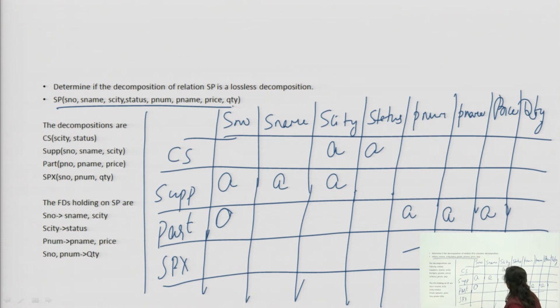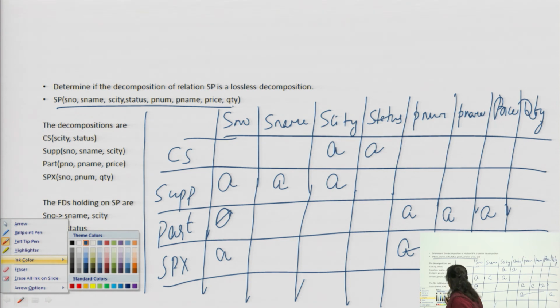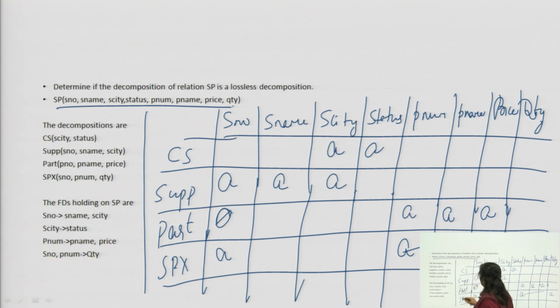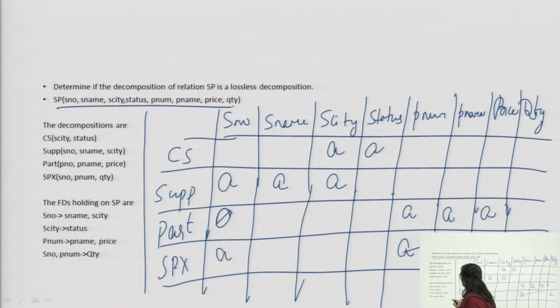No, I have done something wrong. Part is, okay, this was supply, okay, part, sorry. Then SPX, we have SNO a value, P num as a value and quantity as a value, and the rest of the values we will have as B values.